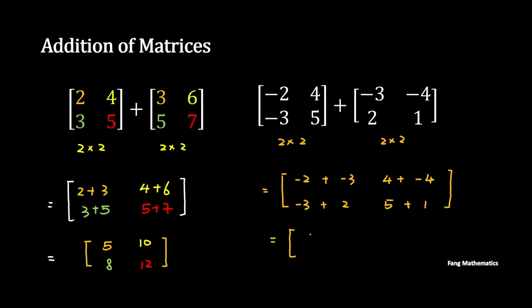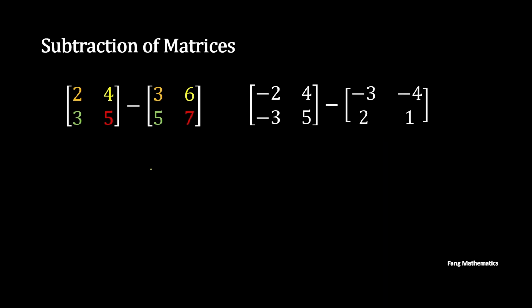Minus 2 plus minus 3 gives you minus 5. Minus 3 plus 2 gives you minus 1. 4 plus minus 4 gives you 0. And 5 plus 1 gives you 6. And that is the final solution.